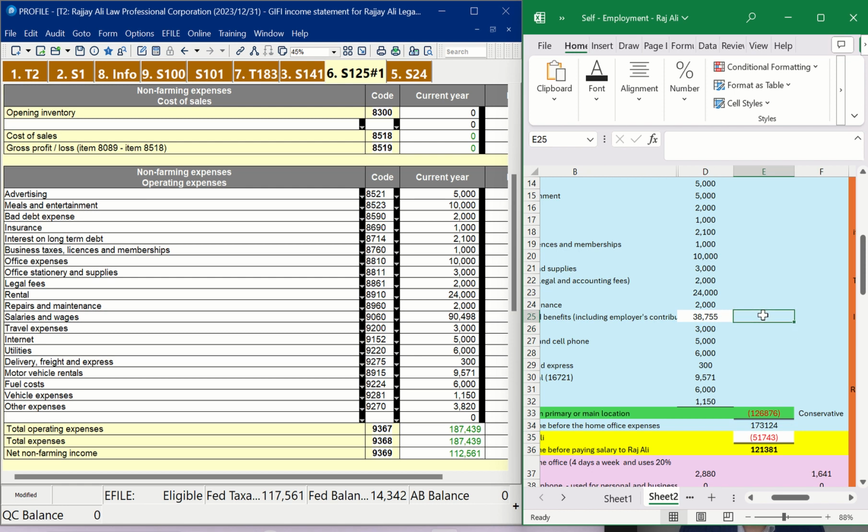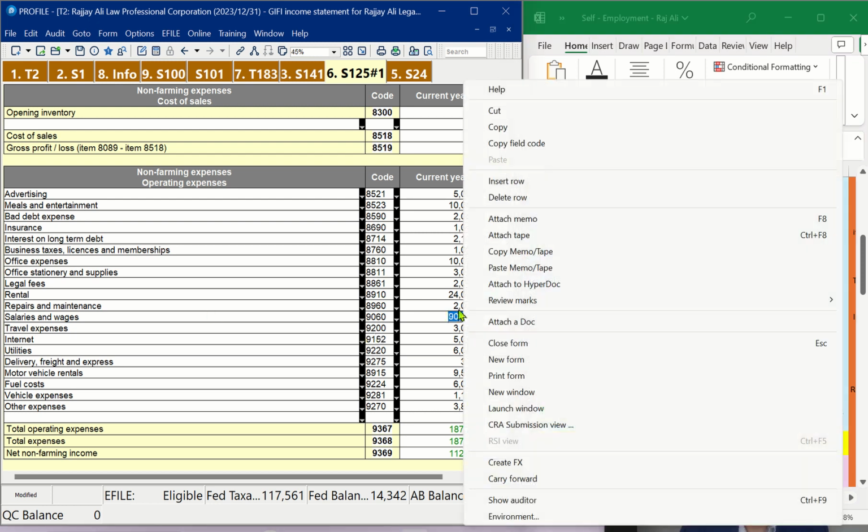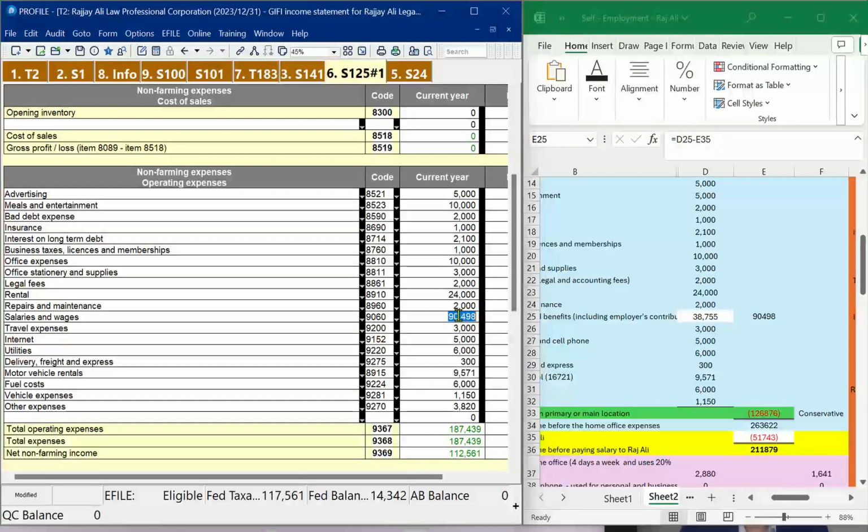If we add these two cells over here, the reason I showed minus there, because minus plus, it's $90,498. This is what you see right there on the profile software, right here. Salary and wages.